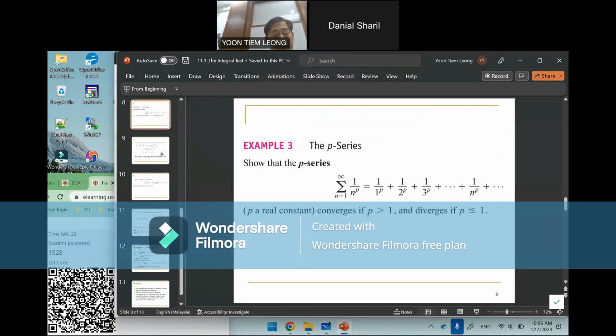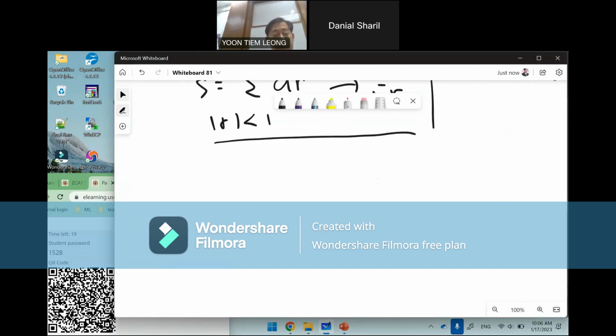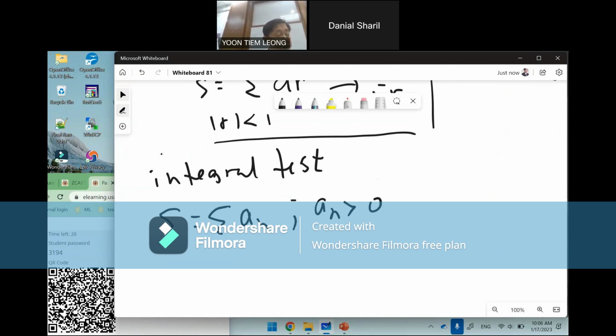The trick we are going to learn to test the convergence of a series is what we call the integral test. The integral test is the first tool that we are going to learn to check whether a series is convergent. But this integral test is specific. It only applies to a series where all the terms are positive. The condition to apply the integral test is that the series has to contain only positive terms. It cannot contain negative terms.